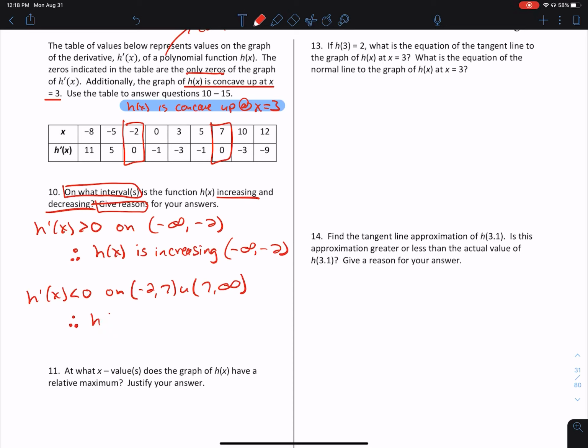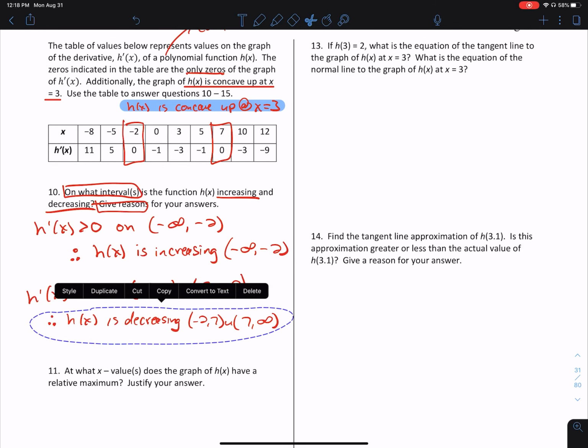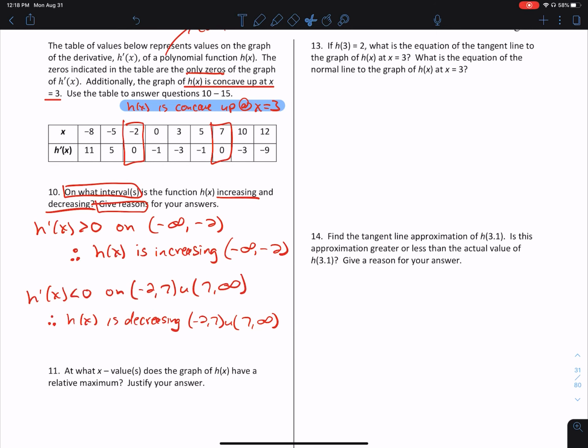Therefore, h of x is decreasing. You could say on these intervals, or you could say the intervals again. Whatever toots your flute. Whatever floats your boat. Whatever tickles your thing that gets tickled, whatever that is. All right.